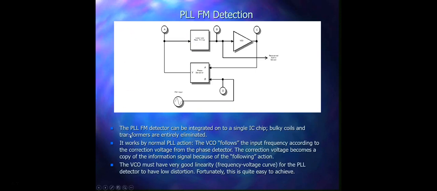So this PLL is an excellent FM detector, and it can be built without using any radio frequency transformers, whereas in the previous methods you saw that we had to use transformers. In this one we don't have to, and in fact all of the circuitry can be built on a single chip. Let's see what it says over here. The PLL FM detector can be integrated onto a single IC chip. Bulky coils and transformers are entirely eliminated. It works by normal PLL action. The VCO follows the input frequency according to the correction voltage from the phase detector. The correction voltage becomes a copy of the information signal because of the following action. The VCO must have very good linearity for the PLL detector to have low distortion. Fortunately, this is quite easy to achieve.